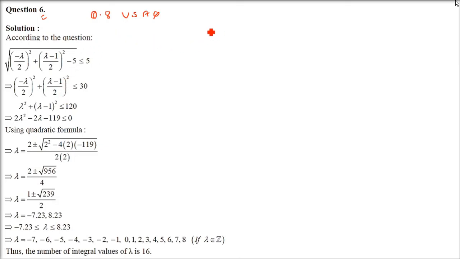Okay, it's question number 6 of VSAQ, very short question, very short answer question. VSAQ, question number 6. Let me just tell you about this. Only lambda is replaced by a as per that question. It's not question number 8. I'm just changing it. It's question number 6 VSAQ.